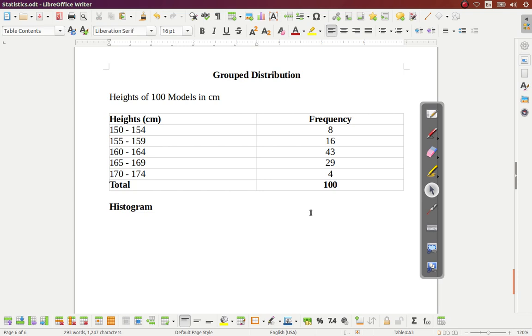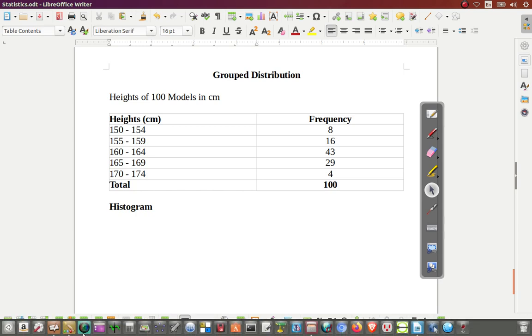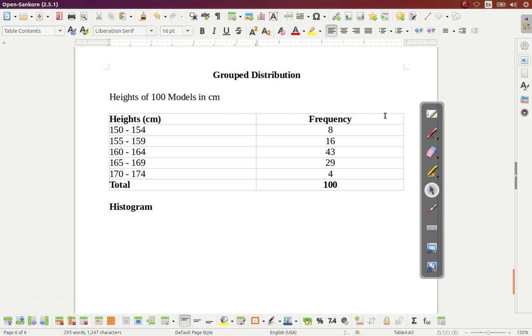Now, we can use a graph paper to represent the information here. We call it a histogram. You see here that we start at 150 and we end at 174. First of all, you place these values on the x-axis, the horizontal axis of the graph, and the frequency on the y-axis.